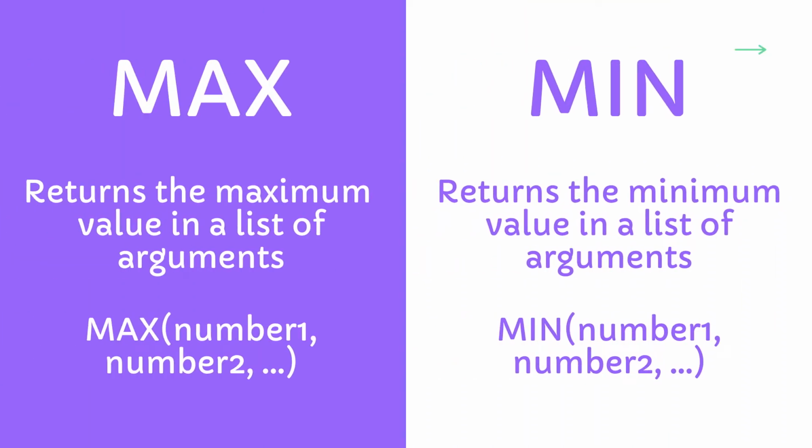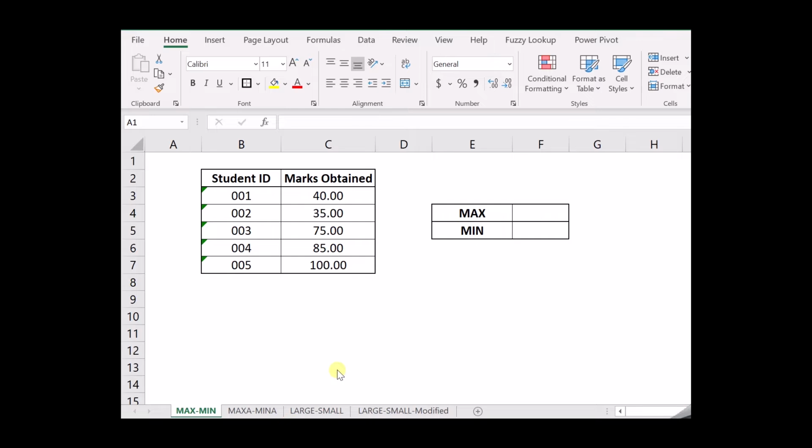We will be looking at 2 functions at a time today. The first function is the max function. It returns the maximum value in a list of arguments, whereas the min function is the completely opposite. It returns the minimum value in a list of arguments. Let us now understand how max and min functions work.